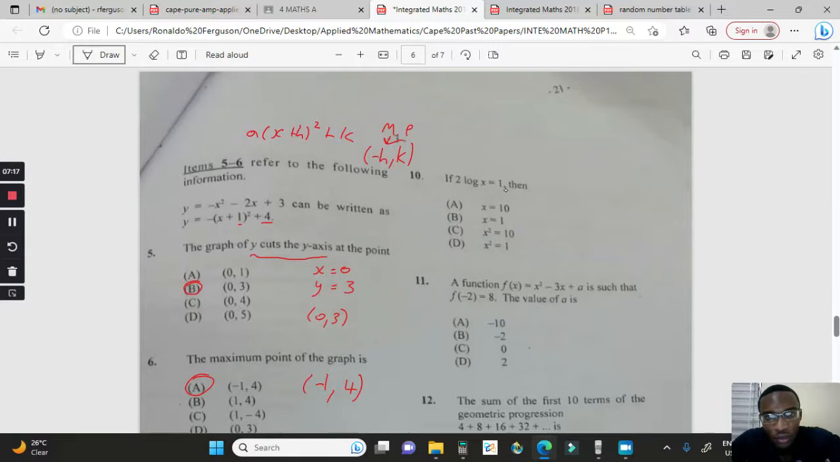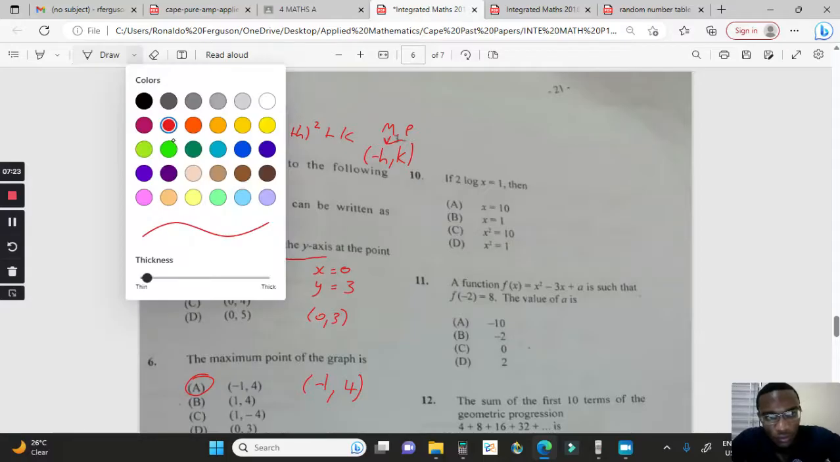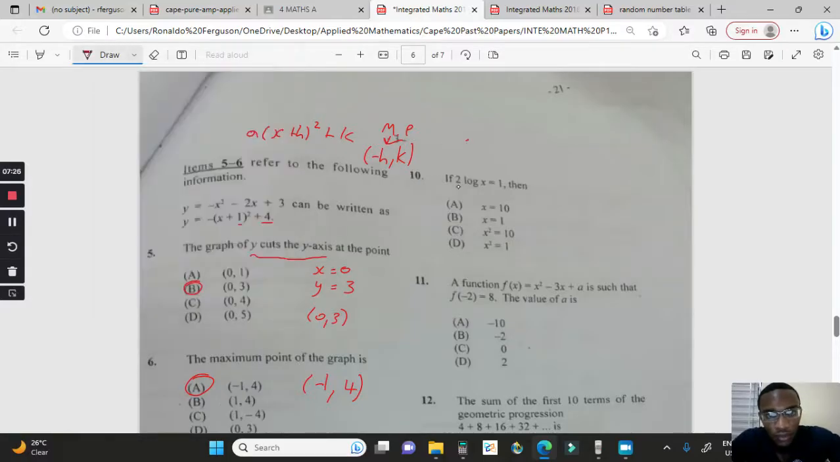Number 10, if 2 log x is 1, then we divide both sides by 2. These cancel, so we get log x equal to half. And so in that case, the base is 10, so 10 to the half is equal to x. Easy. So x is just equal to the square root of 10. In other words, x squared is 10. Alright, so x is the square root of 10.